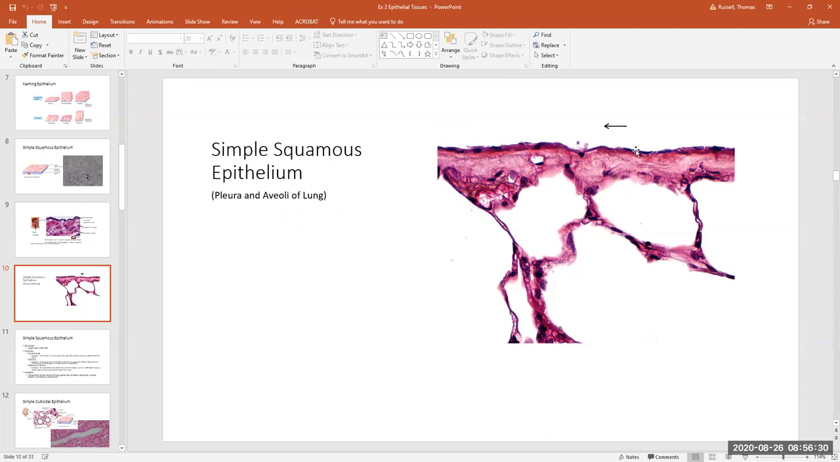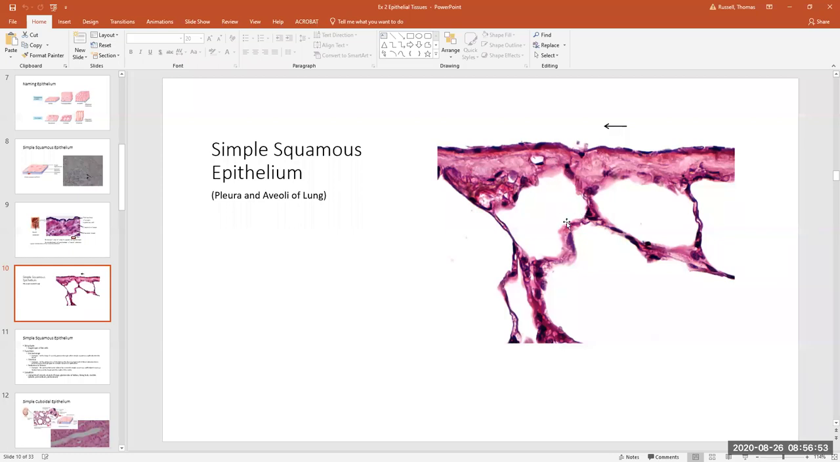Just at the very top up here. See how it kind of is elongated? That's the nucleus right there. So just at the top, that's the simple squamous epithelium that makes up the pleura membranes, all right? Now, deep to that, you would have a basement membrane. You have a little bit of connective tissue in there with some blood vessels, small arteries and veins running there.